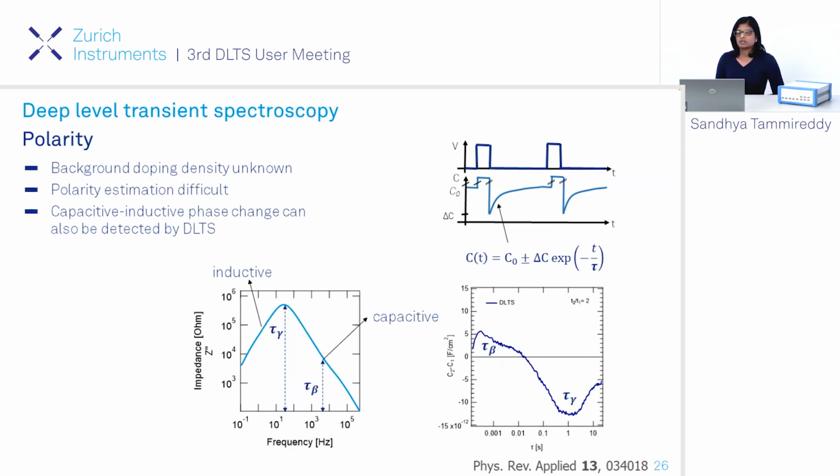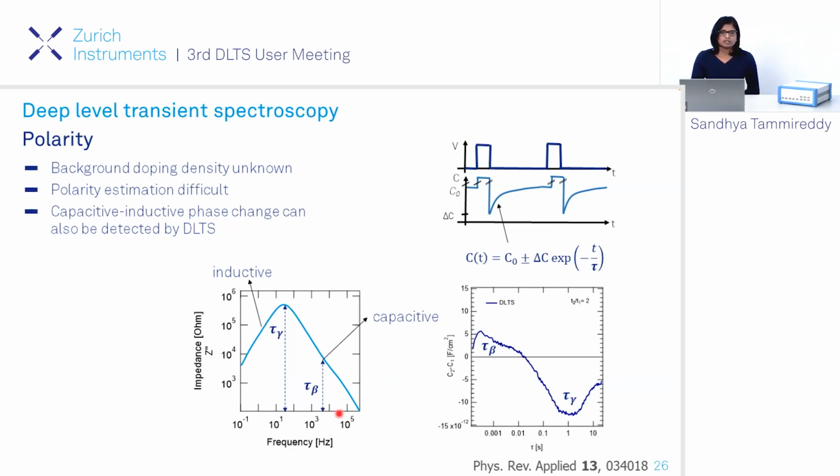We also recently found that it's possible that different defect signature responses in DLTS come from the capacitive to inductive behavior of your defects. By that, what I mean is, as we discussed today, based on whether your current response leads or lags behind the voltage, you observe a capacitive or inductive response in your signal.